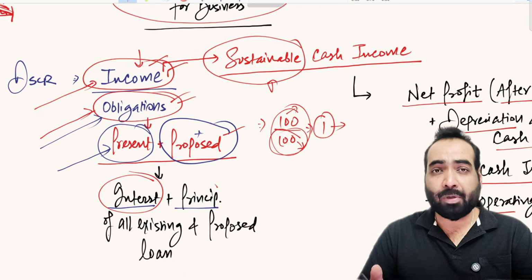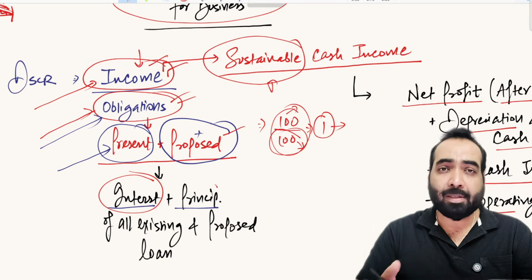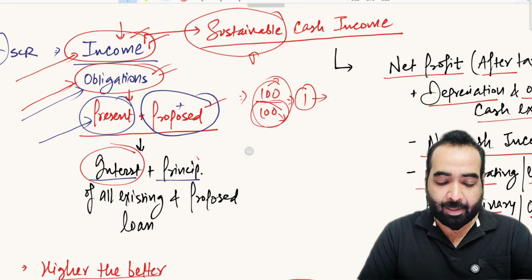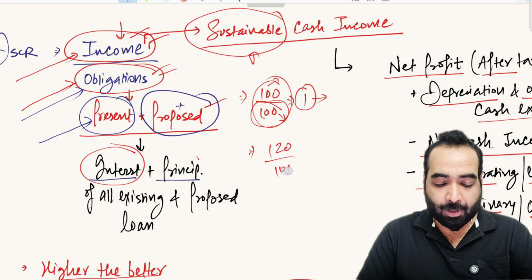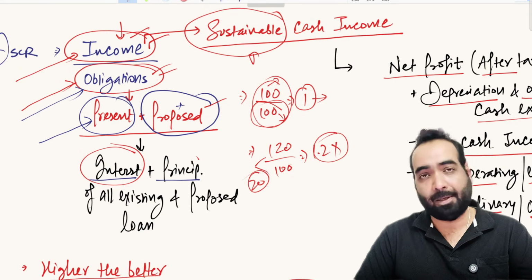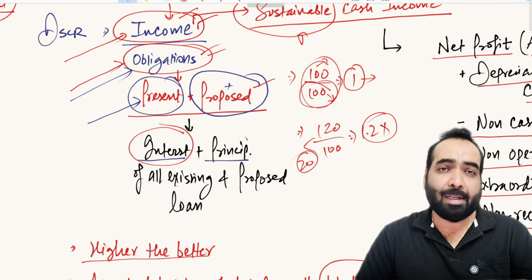That is why we want to take some leverage. We want to take some extra cover. We prefer that the DSCR should be like this, 1.2x. We want to have a buffer of rupees 20 as well here, right? So this is practically DSCR, my friends.